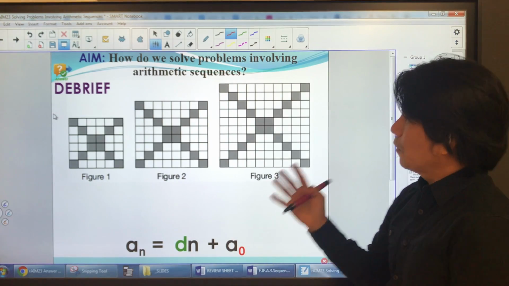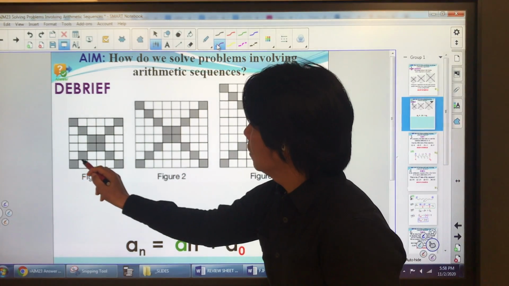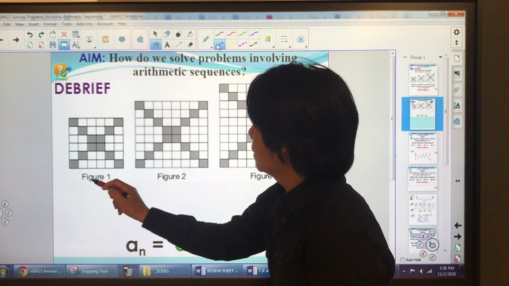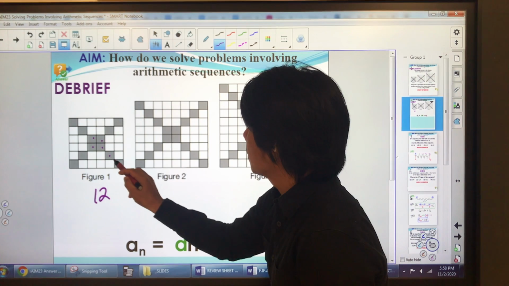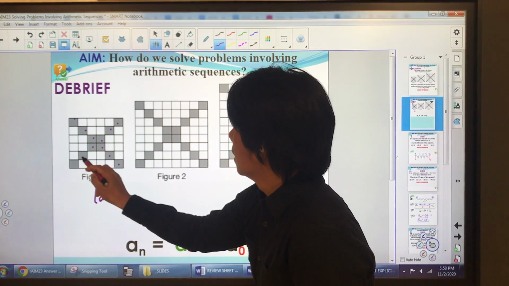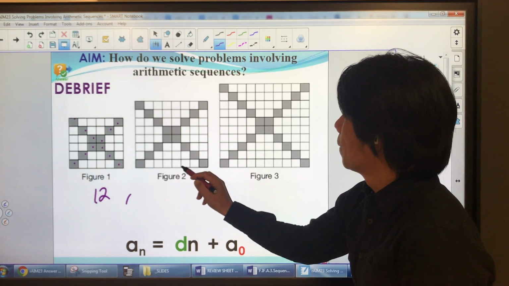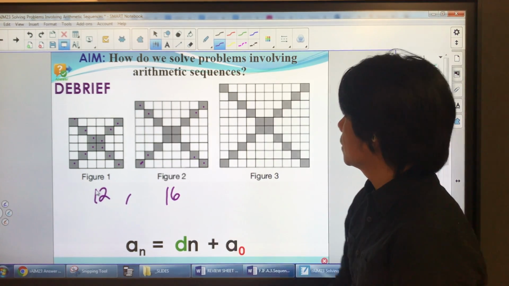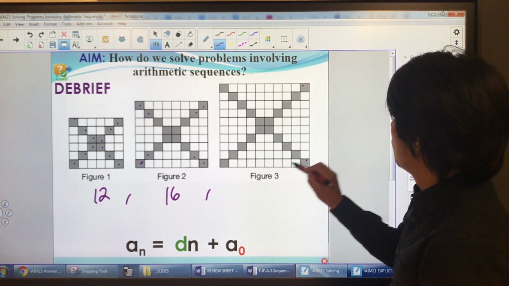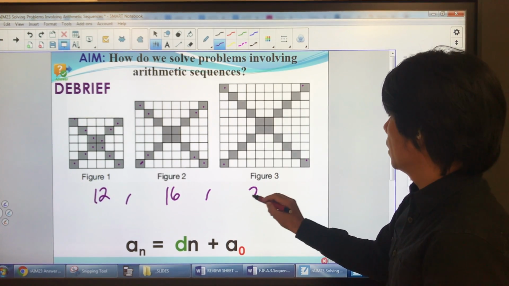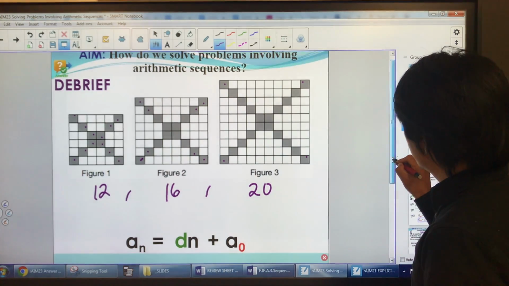Alright, let's dissect the figure. Figure 1, if you count the number of shaded boxes, is actually 12. Right? 1, 2, 3, 4, 5, 6, 7, 8, 9, 10, 11, 12. And figure 2 is actually 16. Now they added 4 more, that's 20. So to solve this, we need to write the equation of the arithmetic sequence.